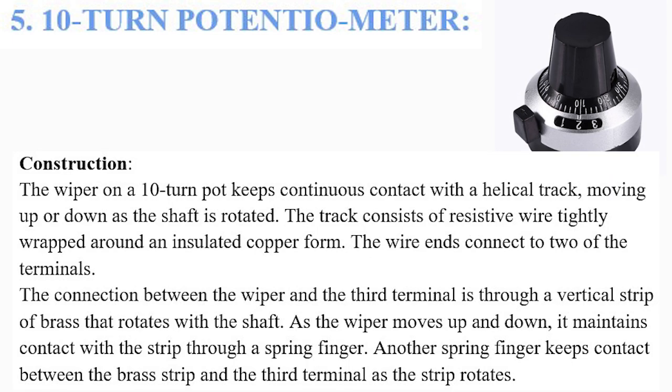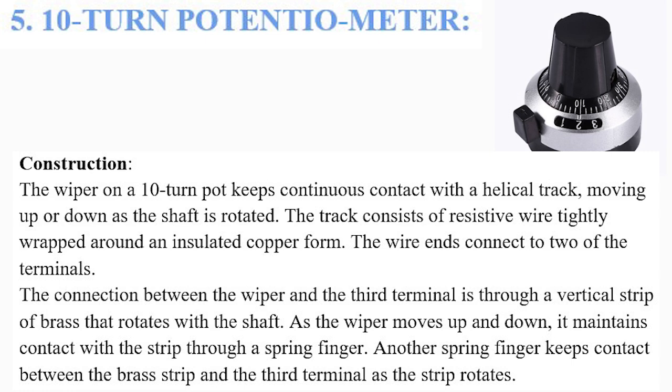Construction. The wiper on a 10-turn pot keeps continuous contact with the helix track, moving up or down as the shaft is rotated. The track consists of resistive wire wound tightly around an insulated copper form. The wire ends are connected to two of the terminals.